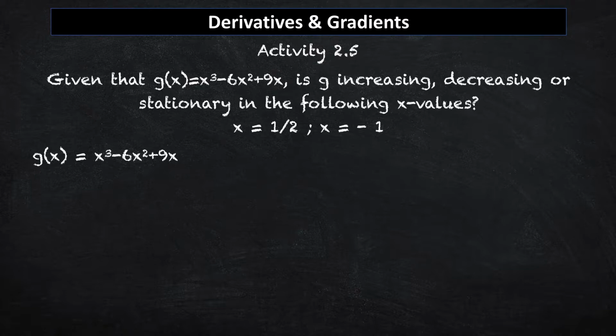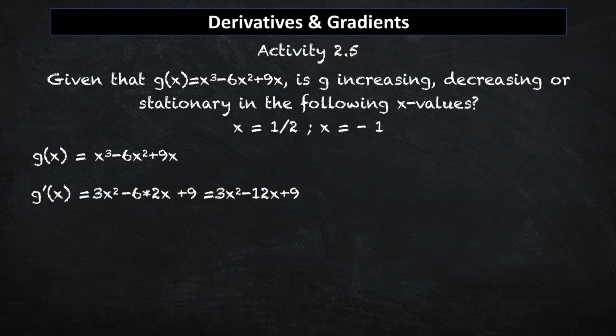So let's start from the function g. We compute its derivative, which in this case is equal to 3x to the power of 2 minus 6 multiplied by 2x plus 9. This is equal to 3x to the power of 2 minus 12x plus 9. This is the derivative of the function g.